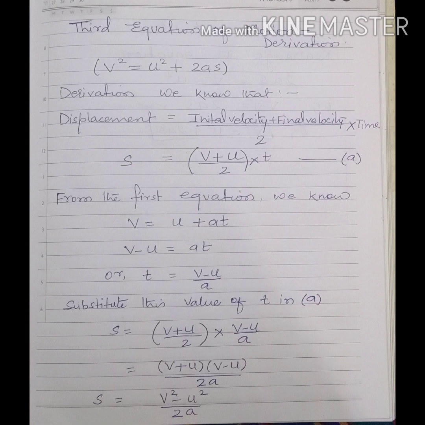Now from the first equation we know that v equals u plus at, so u goes there, so it will be v minus u equals at, or t equals v minus u upon a will come down. Substituting this value, you will get v plus u and v minus u. So what is the formula for this? V square minus u square, and down 2a. Now you cross multiply, you will get 2as equals v square minus u square.